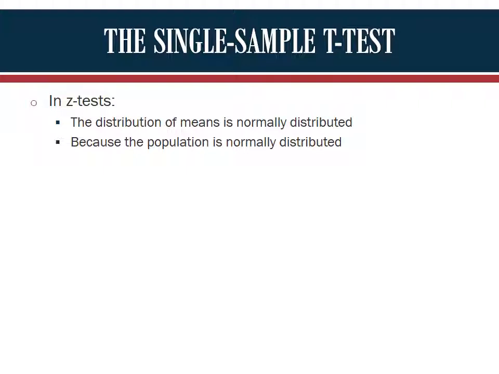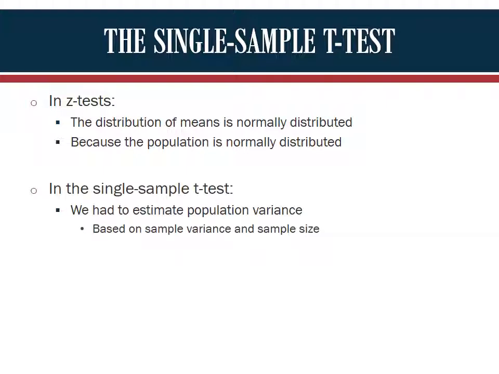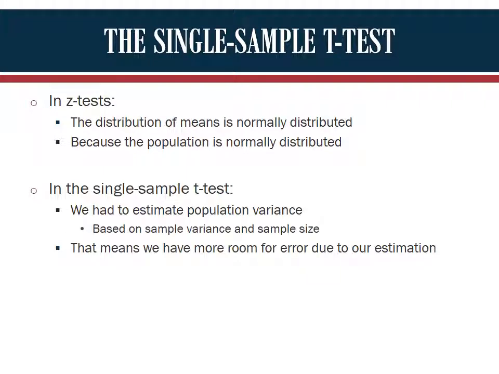In the t-test, though, it's a little different. In the single sample t-test, as we've been talking about so far, we had to estimate population variance. We estimated it based on sample variance and sample size. Remember, on the top it was your sum of squared deviations divided by, on the bottom, your DF. So it's based on sample variance as well as sample size. But because we estimated it, we have more room for error due to the fact that we estimated it.